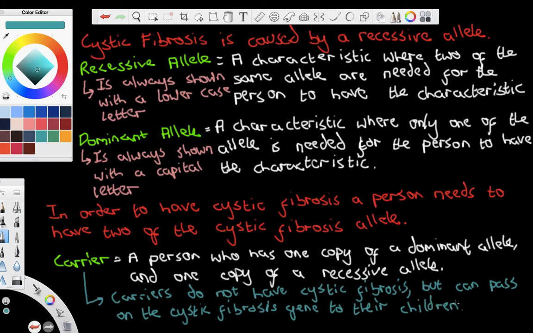Okay? So a recessive allele is where you need two of the same allele to have that characteristic. Cystic fibrosis is caused by recessive alleles and therefore you need two lowercase letters or two recessive alleles to have cystic fibrosis. A dominant allele is where you only need one of them. If you are a carrier, you have one dominant and one recessive and therefore you don't have the illness yourself, but you can pass it on.